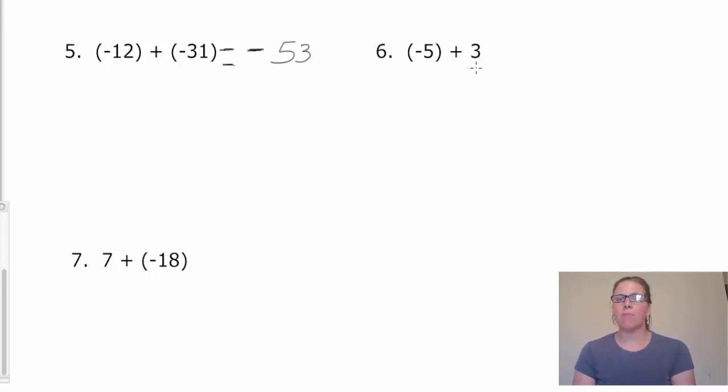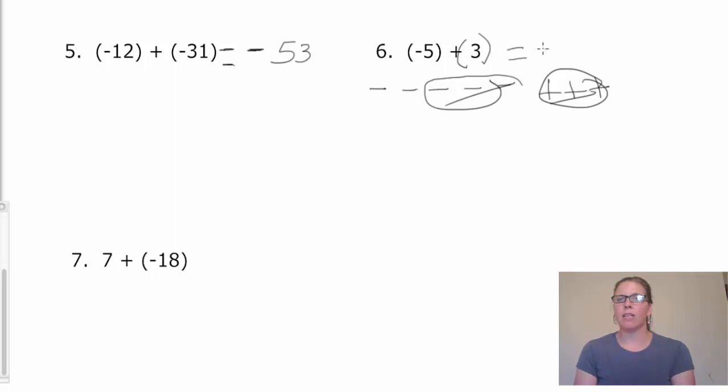Now, negative 5 plus 3. Again, we have 5 negatives and then 3 positives, because this is really plus 3. This is a positive 3. Negative 5 plus a positive 3. So we have 3 positives, so we can cross out 3 negatives, and we're left with negative 2.